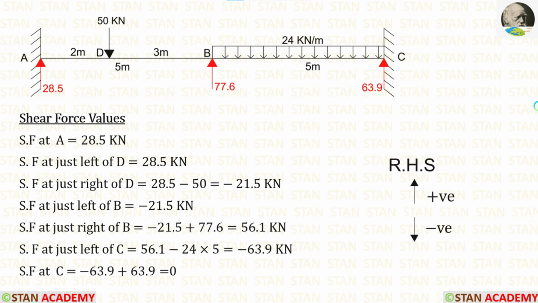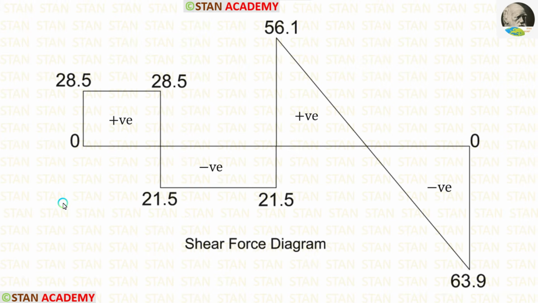Now we are going to draw the shear force diagram. Before drawing, let us find the shear force values. I am going to calculate the shear force values from the point A towards the point C. In this case, I am moving towards the right hand side. Upwards will be positive and downwards will be negative. You can see the calculations here. Using the values, we can draw the shear force diagram.